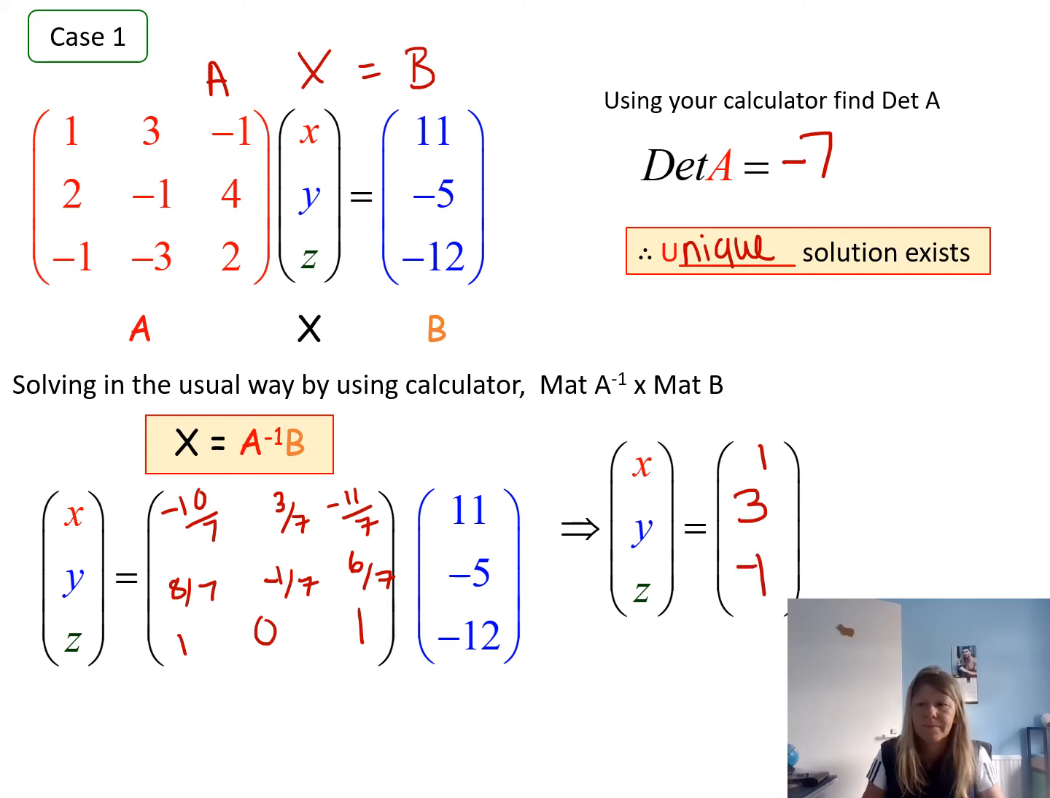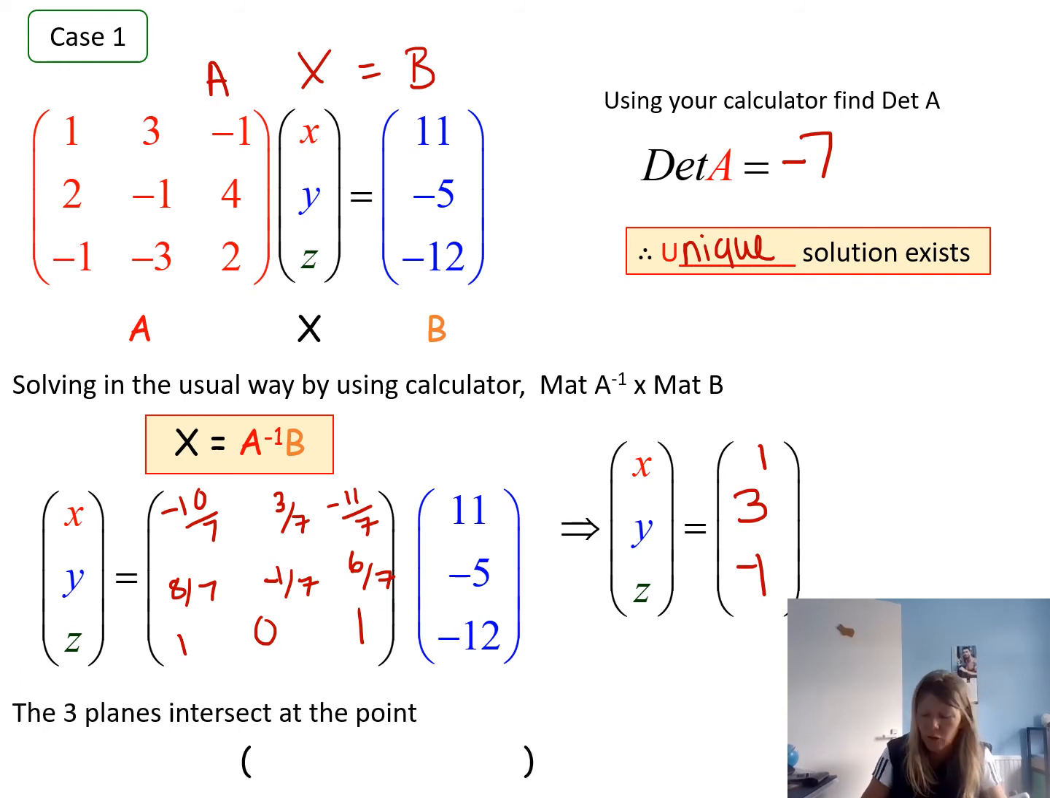Well, well, well. That's the answers then. That's our X, Y, and Z. So those three planes actually intersect at one point, and the coordinates of that point are 1, 3, minus 1. Fantastic.